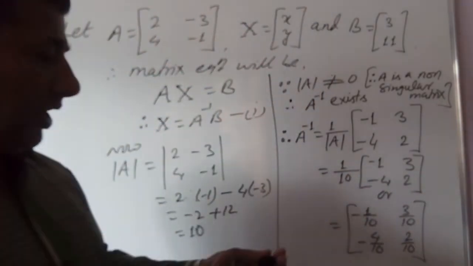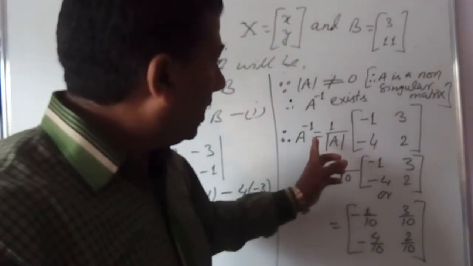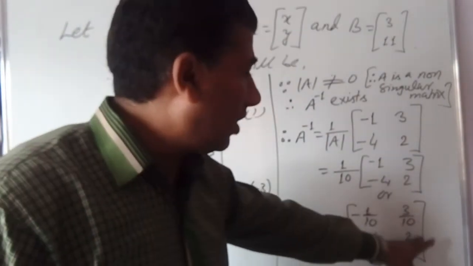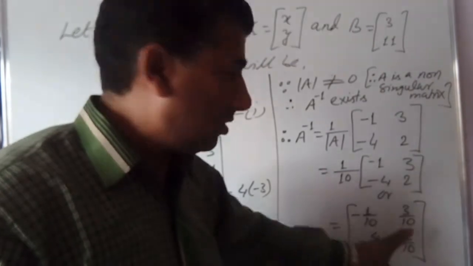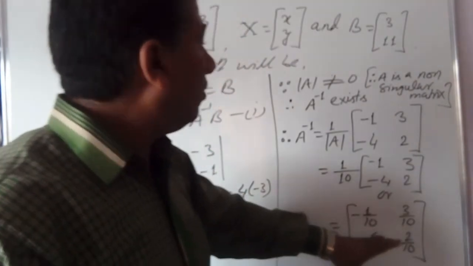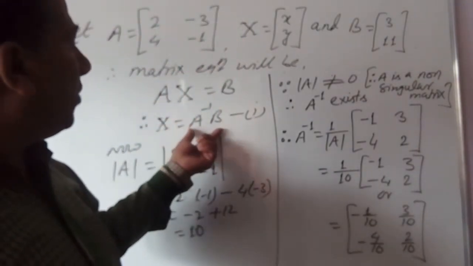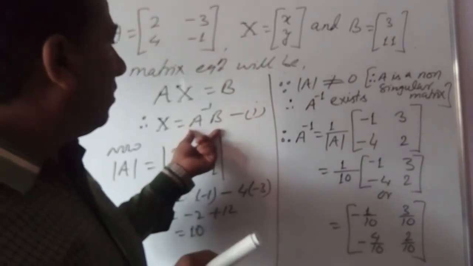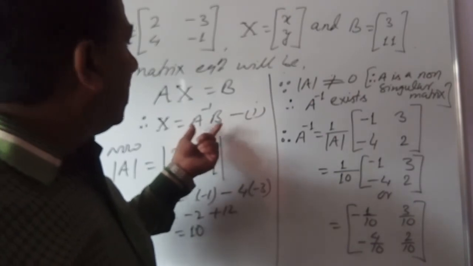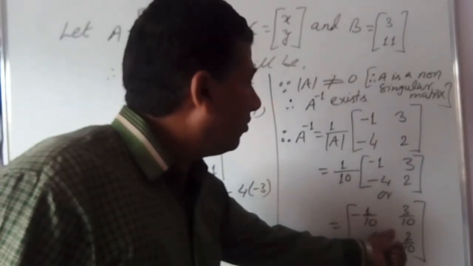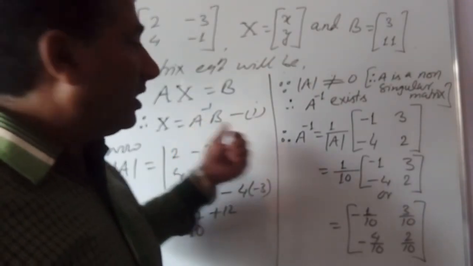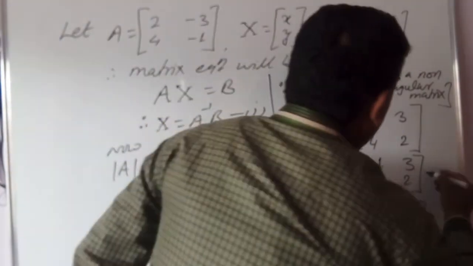Now, a very important point: the inverse of A is this one. You can reduce this to 1 by 5, 2 by 5, but I didn't do that. Now, in our equation we have to write the value of A inverse. I will give a very simple technique here. When you simplify, take this value and write the value of A inverse.